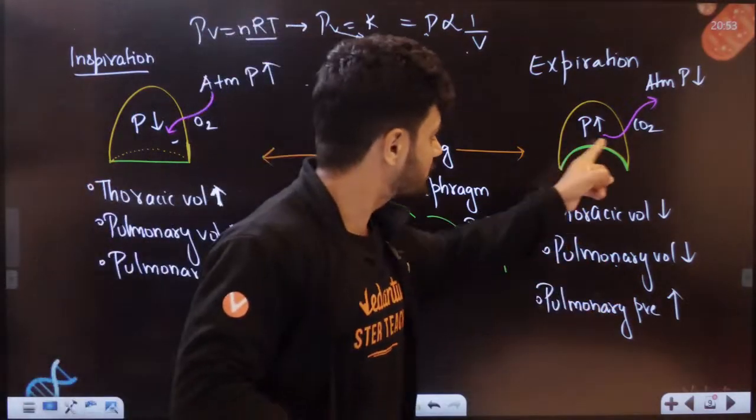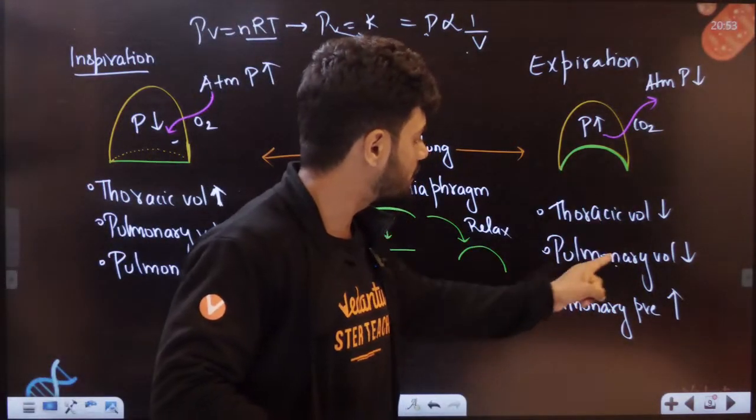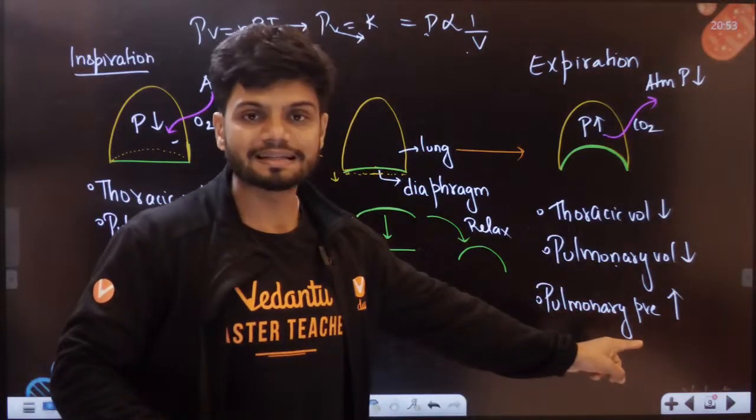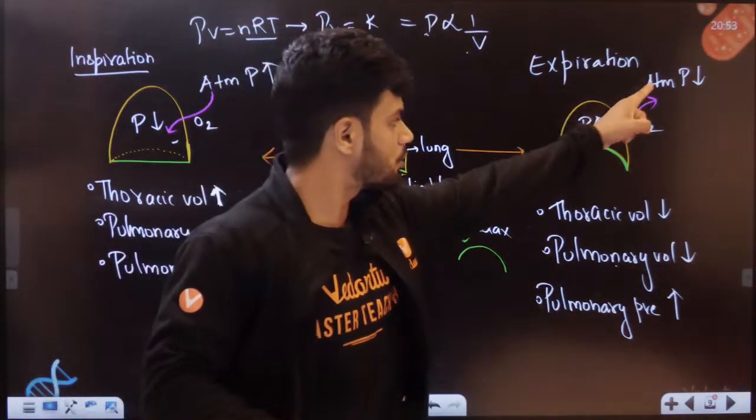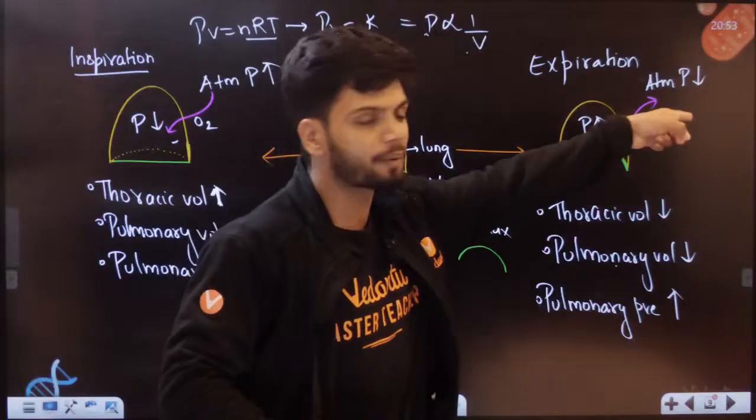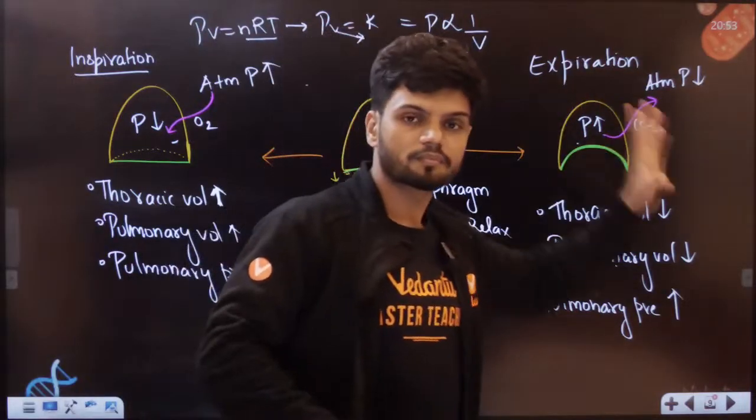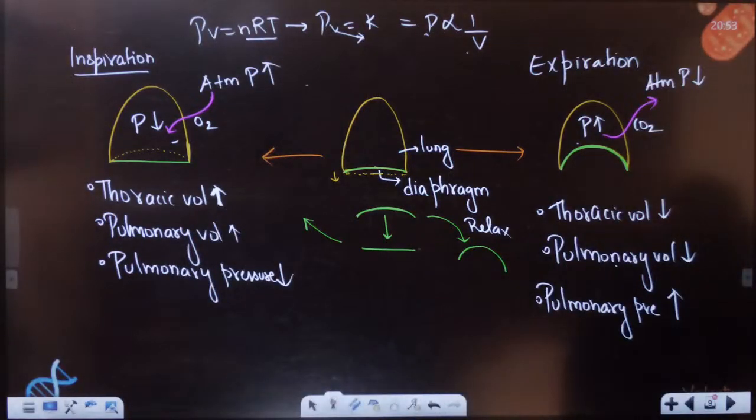When it relaxes, what happens? Thoracic volume decreases, pulmonary volume decreases, pulmonary pressure increases. More pressure inside, less pressure outside. Gas will always go from high pressure to low pressure, and all the gases are outside the body.